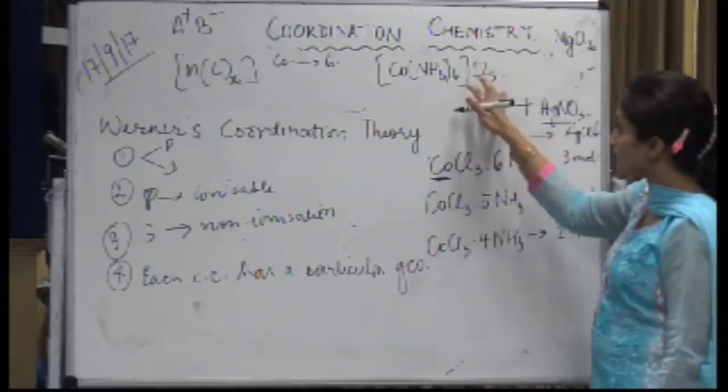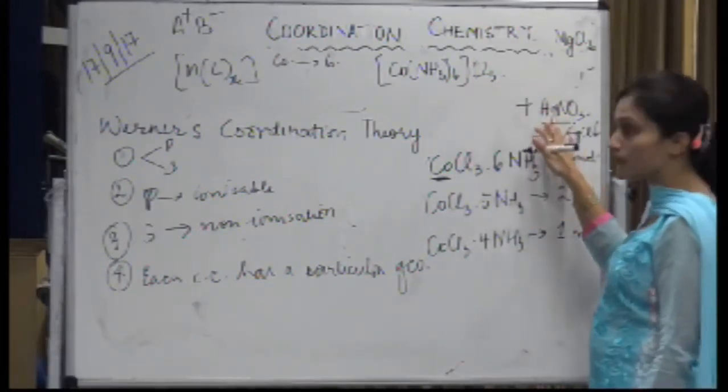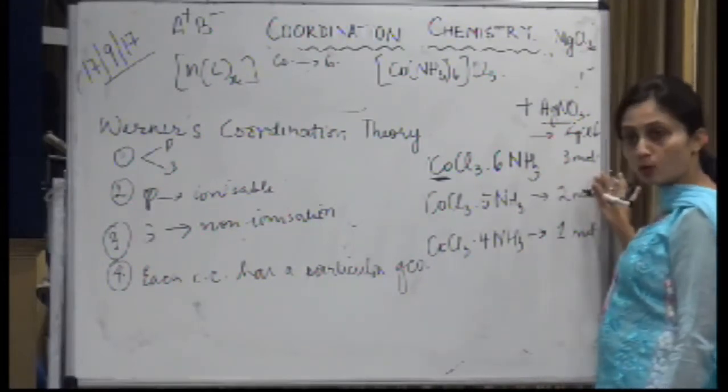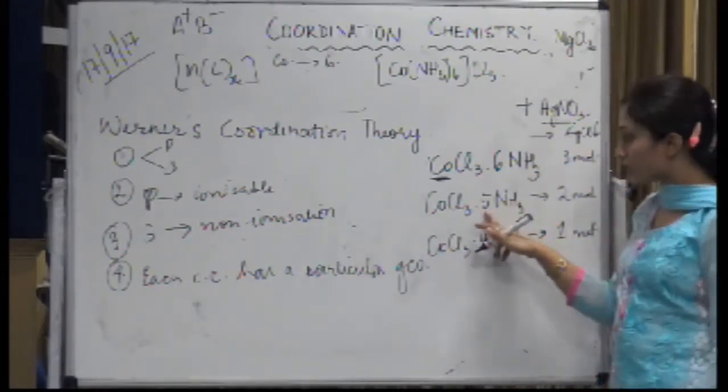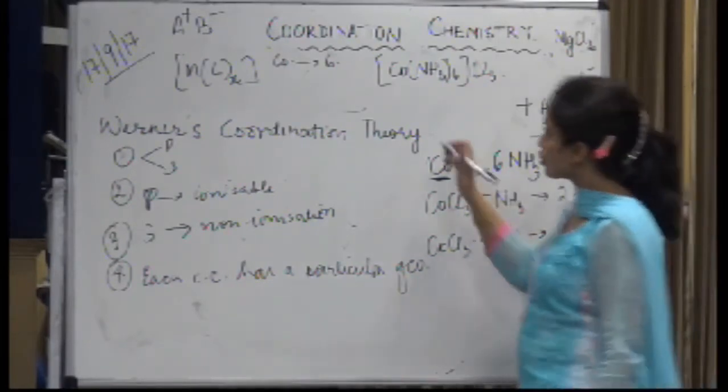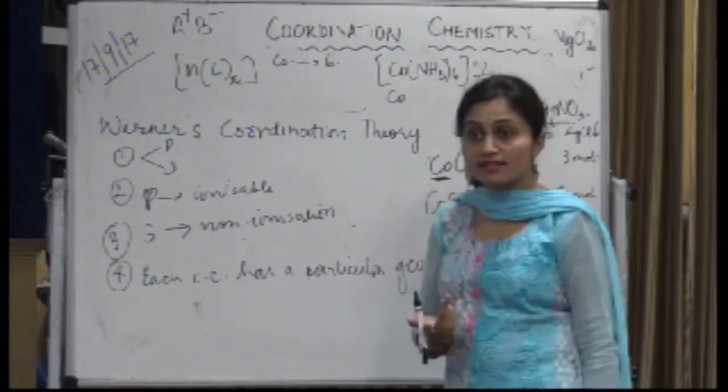Because 3 Cl minus are available, they will interact with 3 Ag plus to form 3 AgCl. So 3 moles. Next time what did he do? He reduced 1 mole of ammonia now. So what happens is the coordination number is 6.